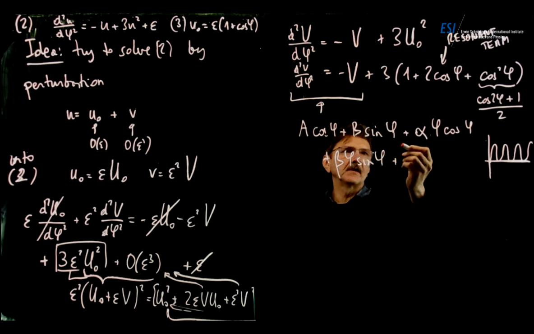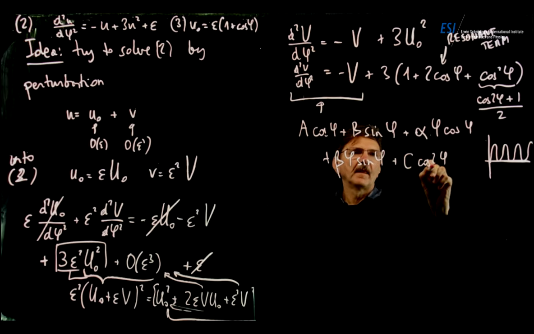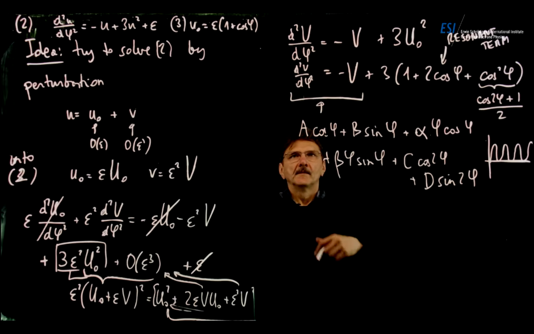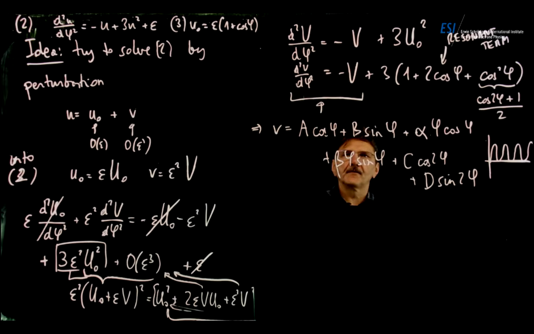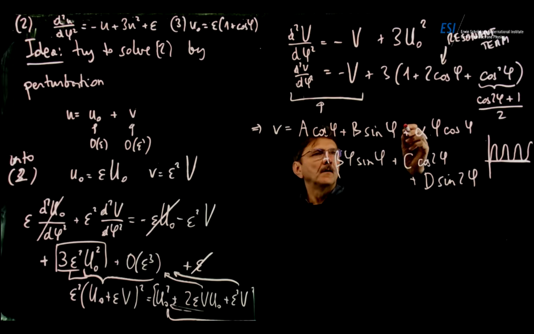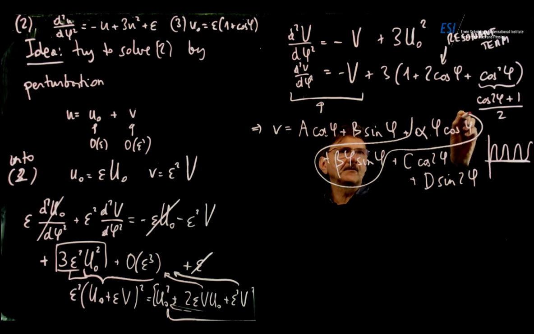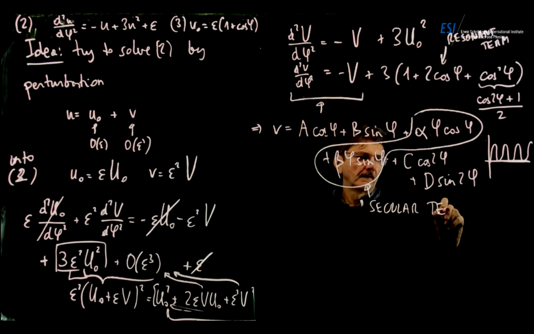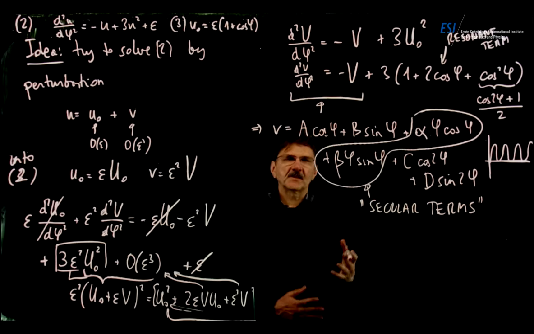So it's going to produce c cos 2 phi plus d sin 2 phi. So this is what V should be out of this. You take this ansatz here, you put it in the equation, you determine the constants, and you're done. It's a messy calculation, which I'm not going to do, because this is a solution, but it's not a natural solution because of these terms, which are called secular terms, and which have nothing to do with the problem at hand.